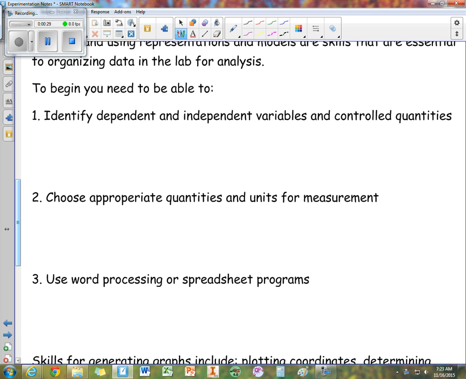The first skill is you need to be able to identify dependent, independent, and controlled quantities. So a dependent variable is going to be what you measure. The independent is going to be what you change. And controls are what stays the same.